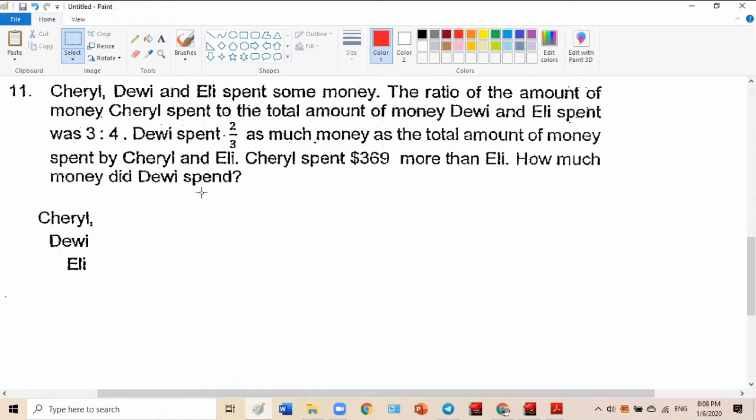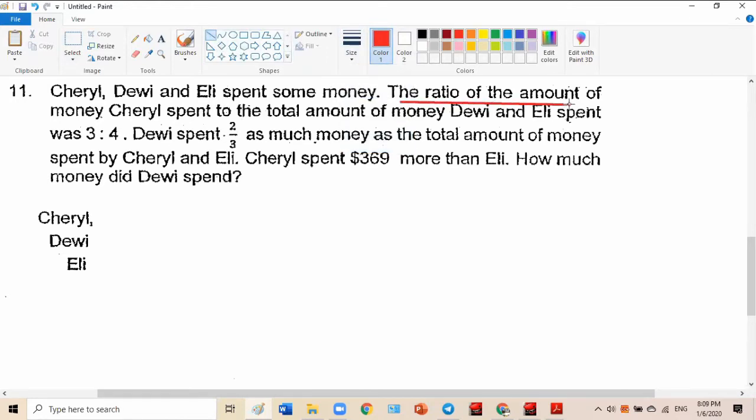The ratio of the amount of money Cheryl spent to the total amount of money Dewey and Ellie spent was 3/4. Okay, I'm going to draw this. Relax, people. If you don't know, learn. This is how to do it.